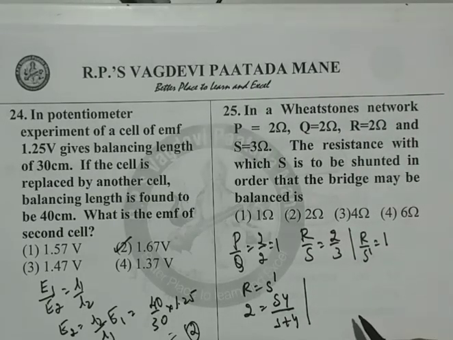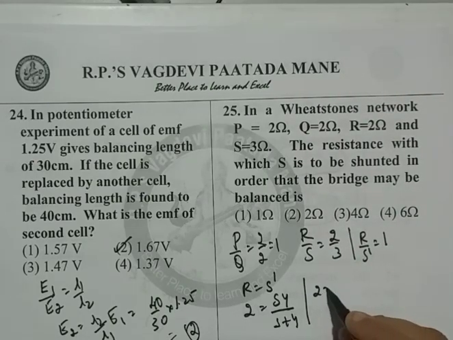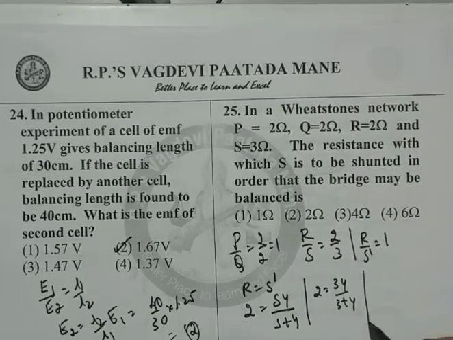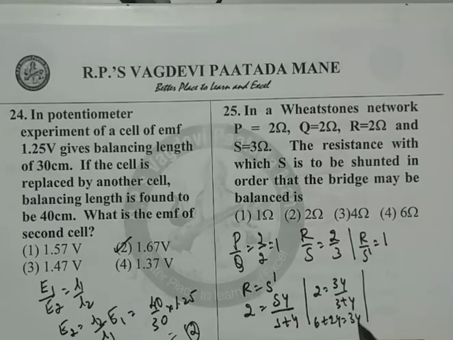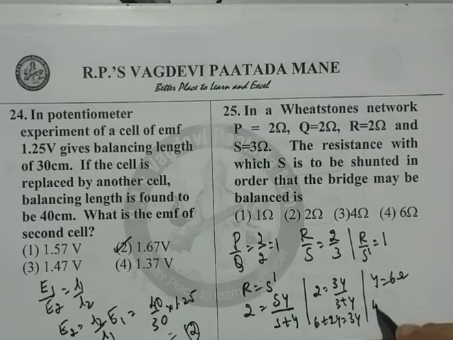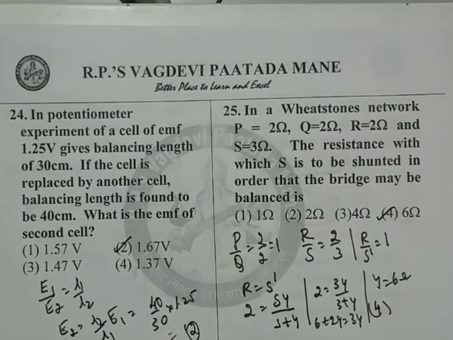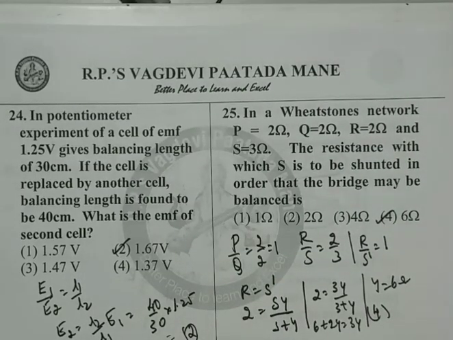Therefore, we write 2 equals 3Y by 3 plus Y. We simplify it. 6 plus 2Y equals 3Y, or Y equals simply 6 ohms. Fourth option is correct.